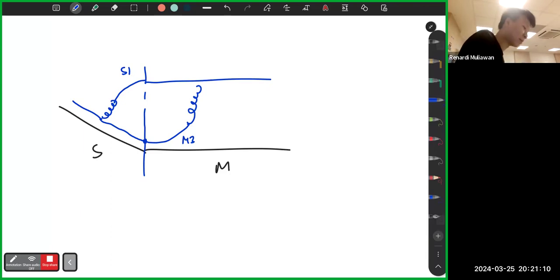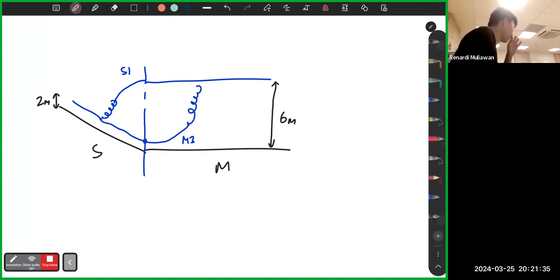Now let's plug in some numbers. For example, this is 2 meters. It's very deep actually, but for simplicity, let's say 2 meters. Let's say this is 6 meters. Just for example, 2 and 6. So how do you know which one is which?